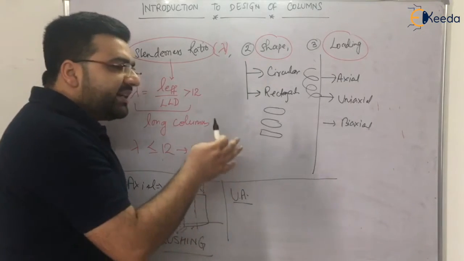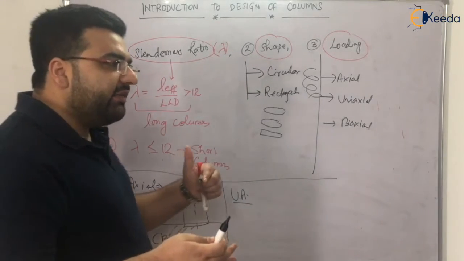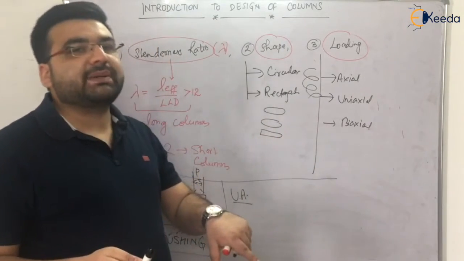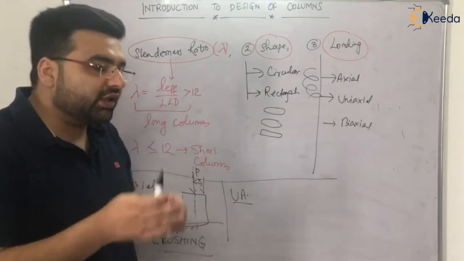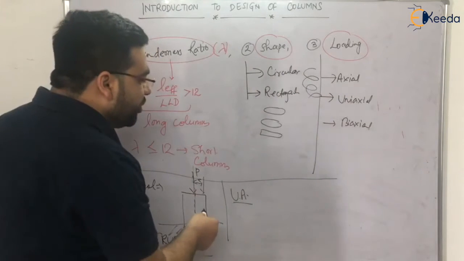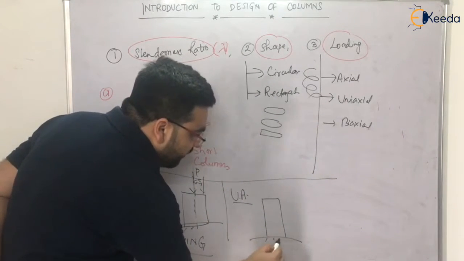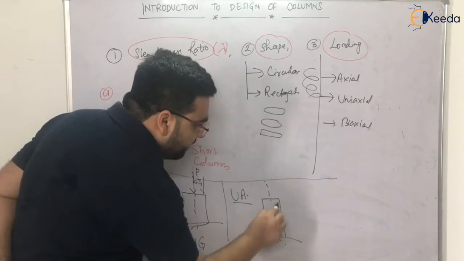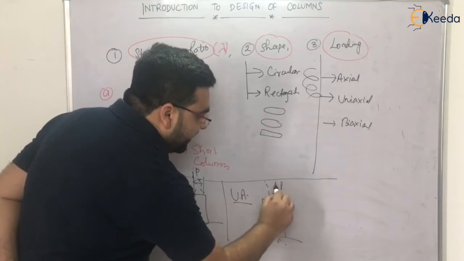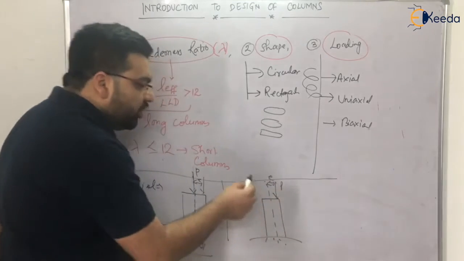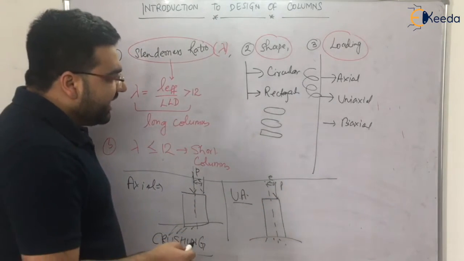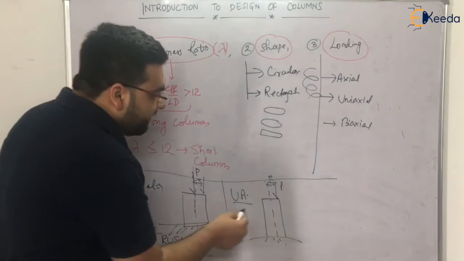So if the load is acting at some eccentricity, either with respect to x or with respect to y, not together, these types of columns are known as the uniaxial columns. Let me give an example. Let us say this is a column, this is the foundation level, this is the center of the column. If the load P is acting here at an eccentricity of E, I hope you know what eccentricity is, right? At an eccentricity of E, then what will happen?